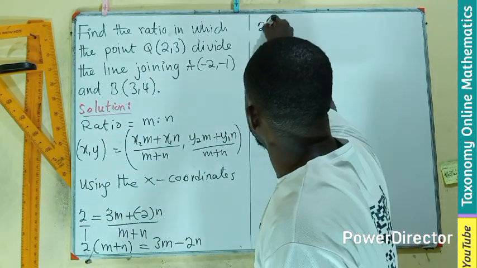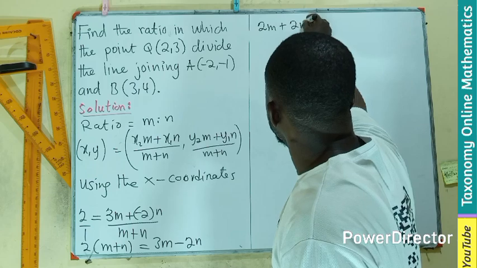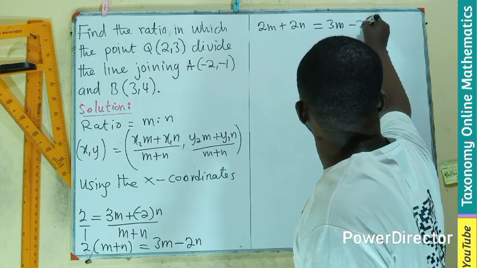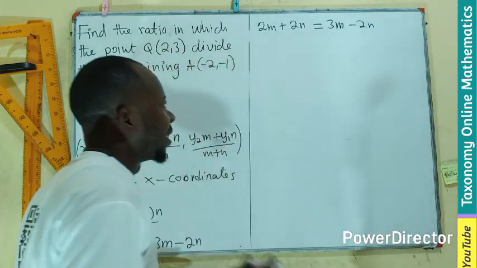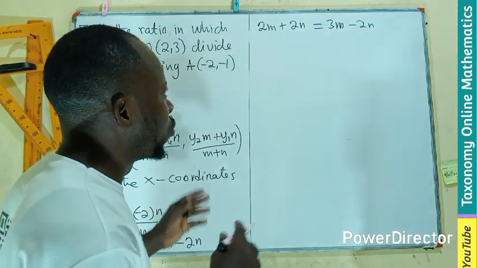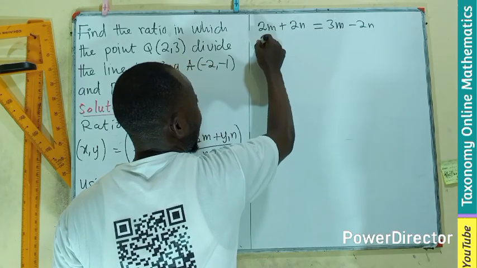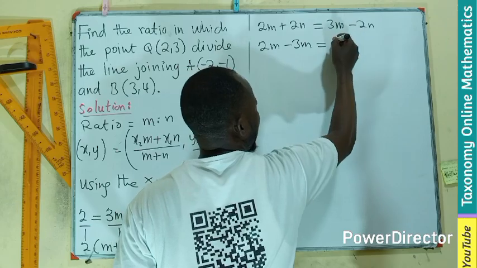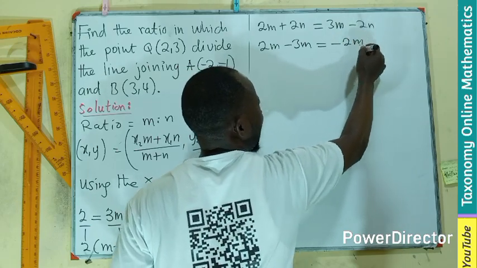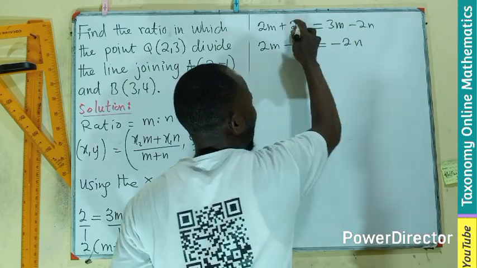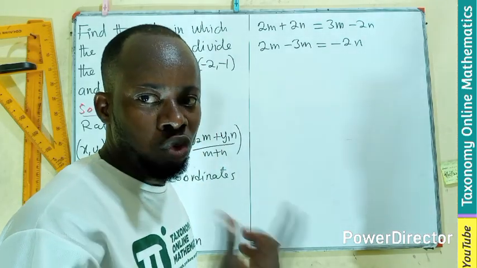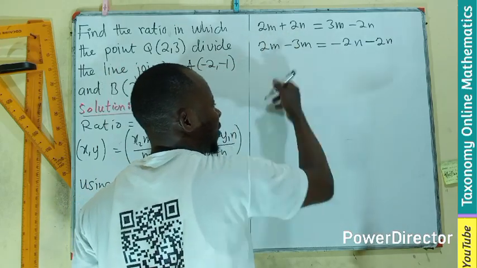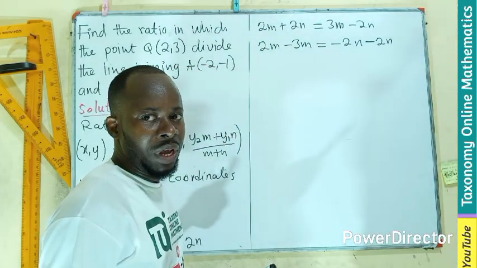Let's expand the left hand side. 2 times m will be 2m, 2 times n, 2n. That will be equal to 3m minus 2n. Here I can see m and n at both sides, so we can group like terms. Let's say m is coming here. So 2m positive becomes -3m on the other side. Maintain your -2n here. Then we bring in the positive 2n to become -2n. 2 minus 3 will give you -1.